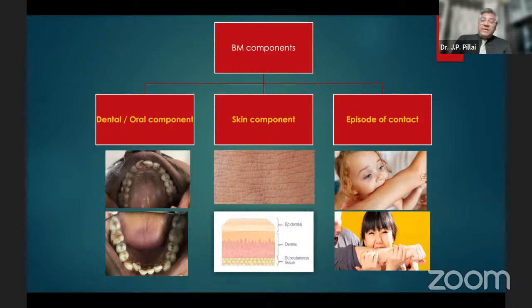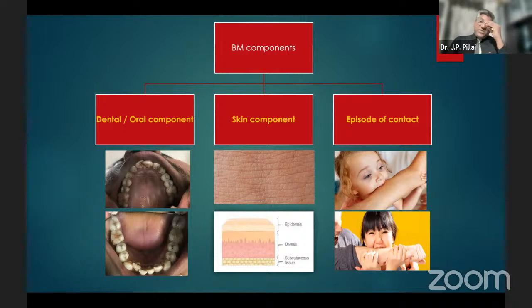And third, and the most important in forensic investigations, I can say, is the episode of contact. That means these three are independent. Now we are studying bite mark because of this third. There is a contact which is happening between the accused's dentition and the victim's skin. So that is the episode of contact.